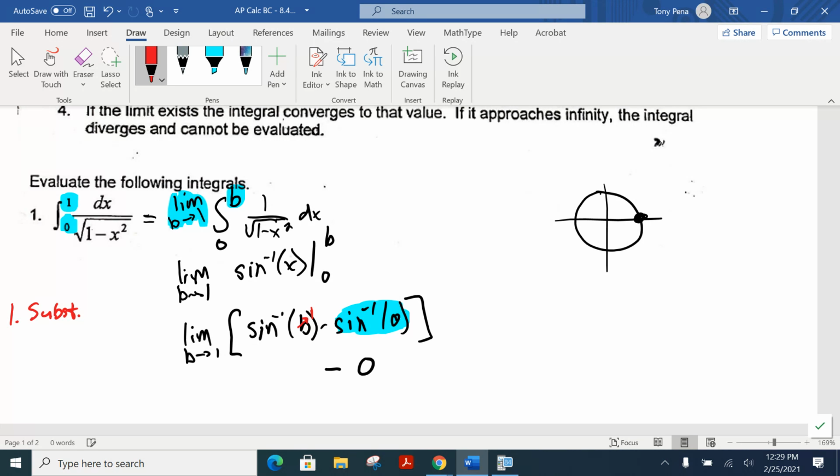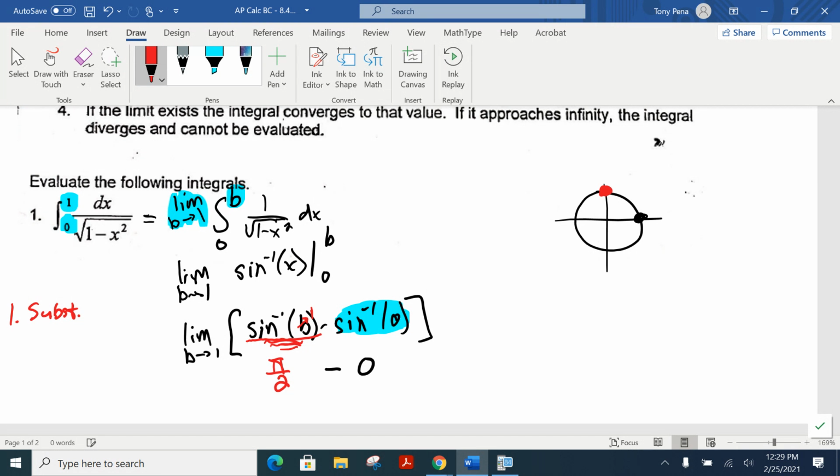So if my b gets closer and closer and closer to 1, then shouldn't this start to behave more and more like the inverse sine of 1? The inverse sine of 1 is asking us, what angle has a y coordinate of 1? So that's got to be up here. So wouldn't the inverse sine value be getting closer and closer to pi over 2? Now, we never get there. That's what we converge upon.